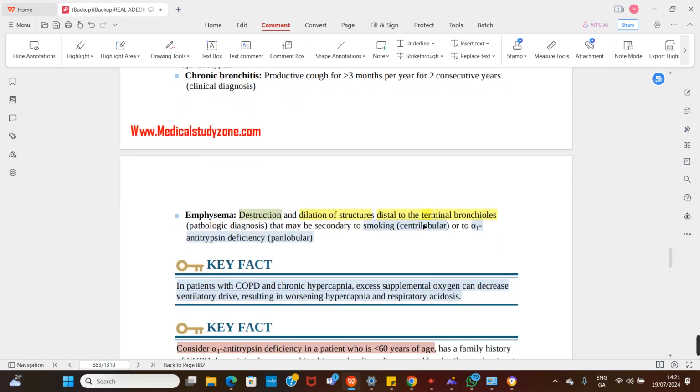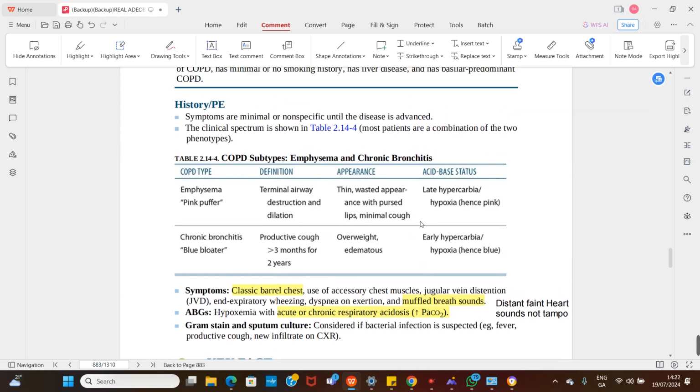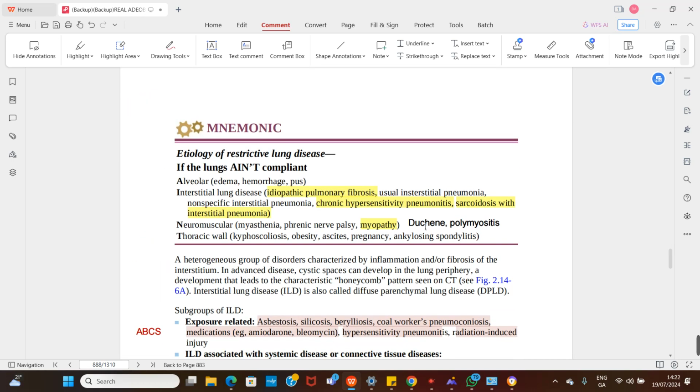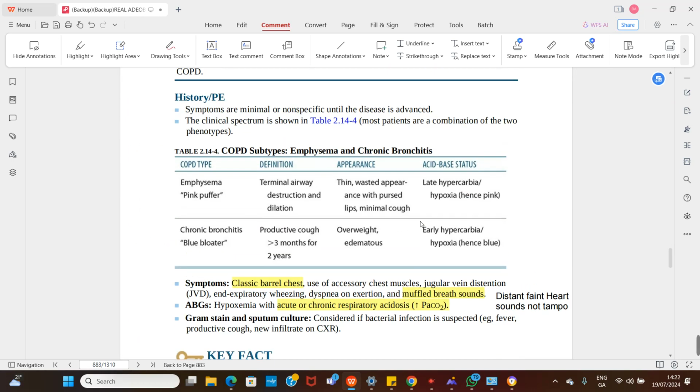For emphysema, it is a pathologic diagnosis. You just see that there's destruction and dilatation of the airways that are distal to the terminal bronchus, and it's usually from two things: from smoking and from alpha 1 antitrypsin deficiency. And we know how both of them are going to be differentiated. Let's just talk about it shortly.